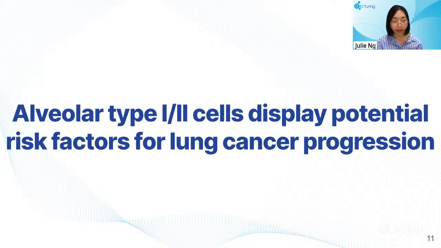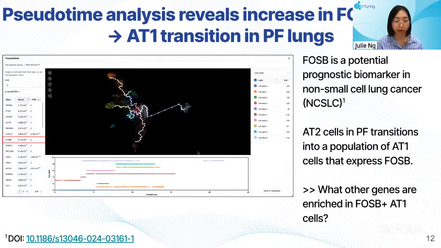So in this next portion, I'm going to summarize how these alveolar type 1 and 2 cells display potential risk factors for lung cancer progression. So I'm going to characterize some of the gene expressions and some other analyses that we performed. Okay, so here I'll demonstrate on bbrowserX Pro how to perform a pseudo-time analysis.